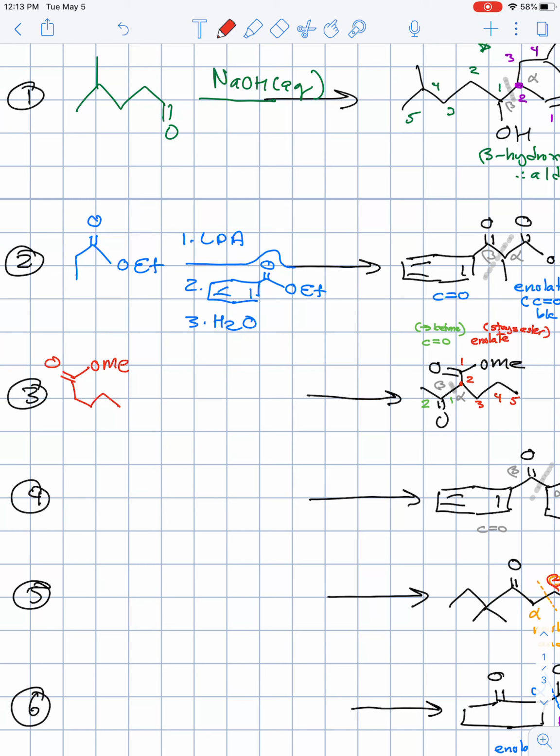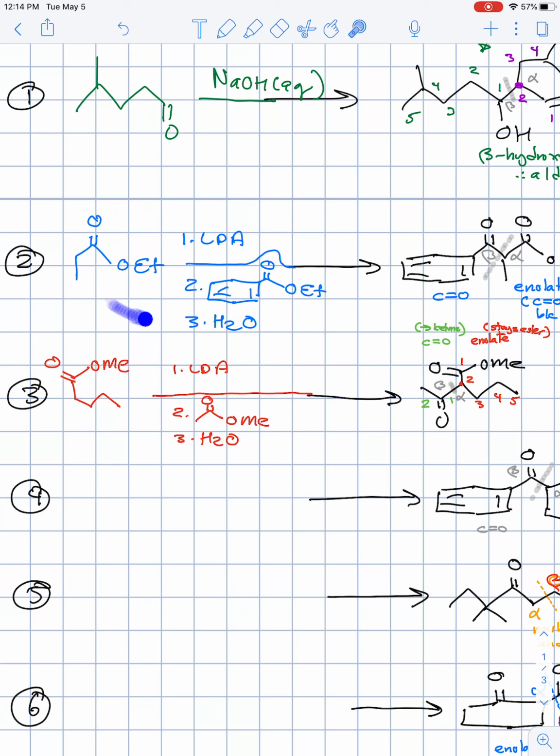So there's that piece, 1, 2, 3, 4, 5 carbons. And to this, we're going to add first LDA. And then we're going to add our 2 carbon ester. And then we'll finish up with water. In this case, both of these compounds have alpha hydrogens. So no matter how you look at it, you would have to do a directed Claisen.